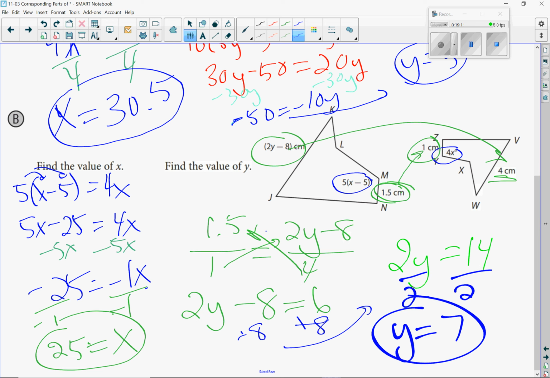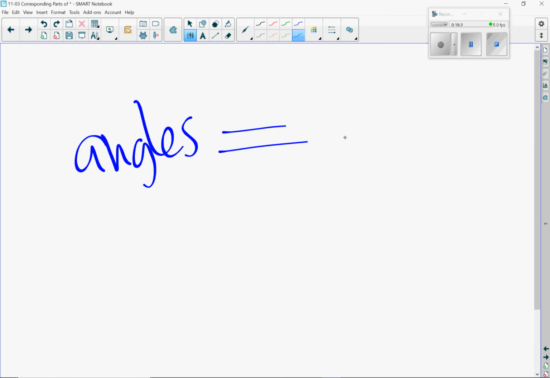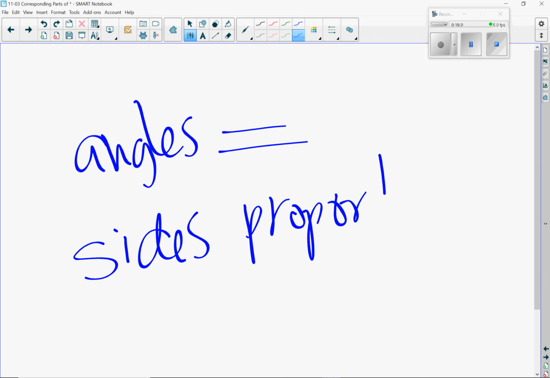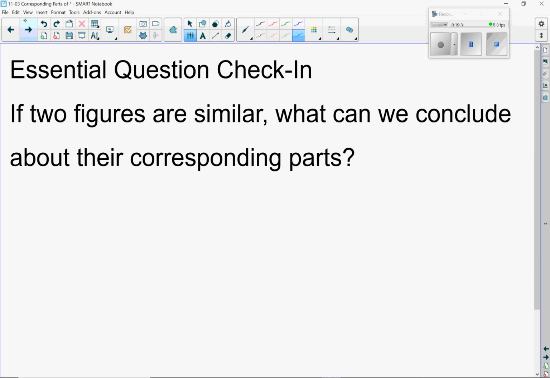So again, remember where angles that correspond have to be equal, sides have to be proportional. In other words, you're doing like a ratio for them. Well, we just answered that on the last slide, right? Sides are proportional, angles are congruent.